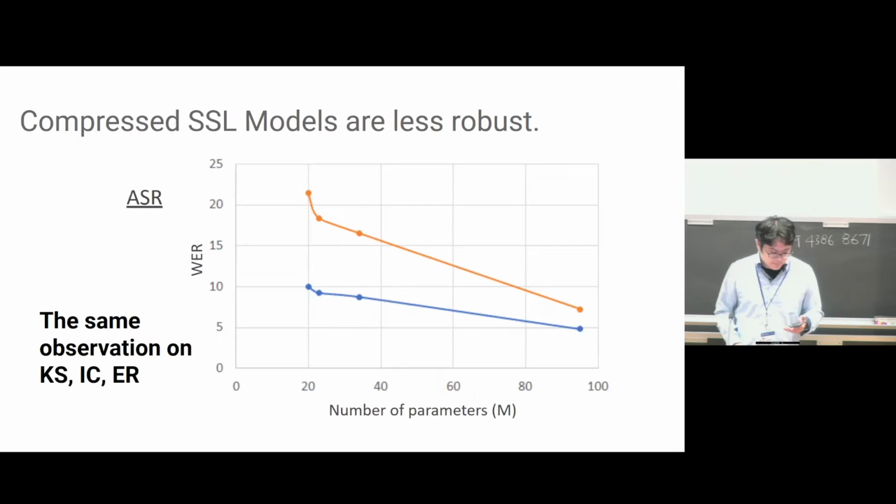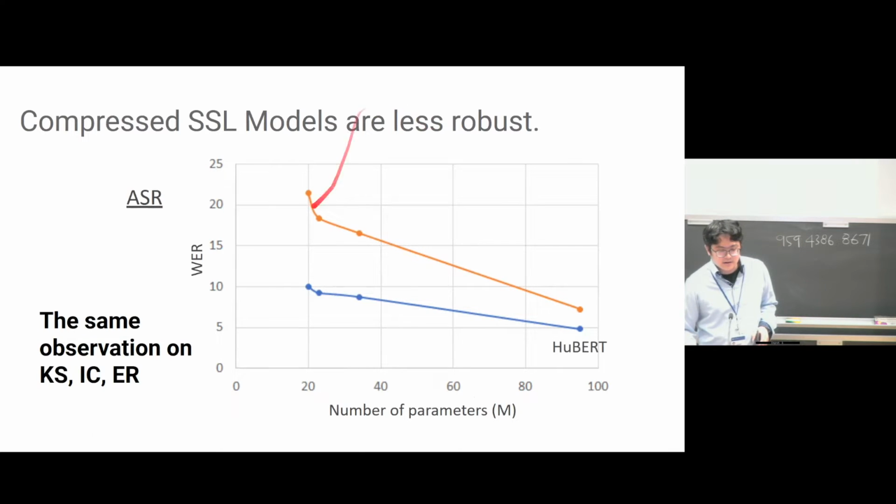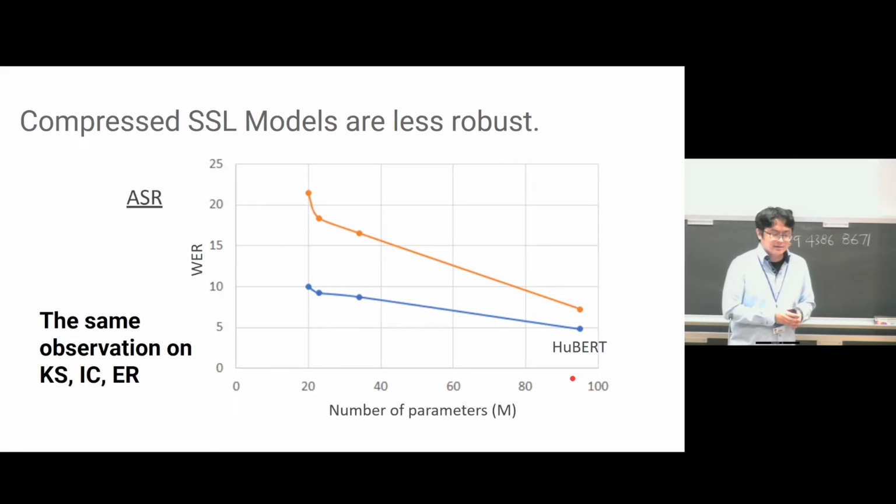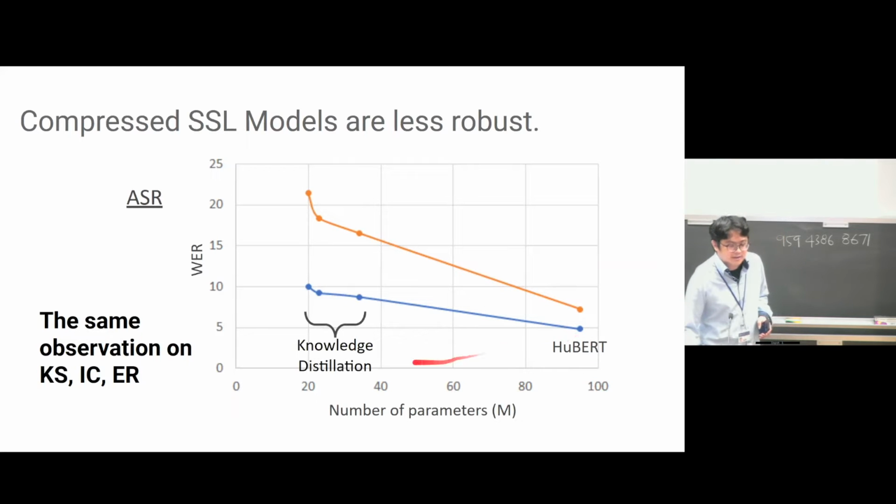So here is some experimental result. Here the horizontal axis means the model size. And HuBERT is the original HuBERT, the largest one. And here we use knowledge distillation to compress HuBERT to make it smaller. So we have some smaller models in this region.